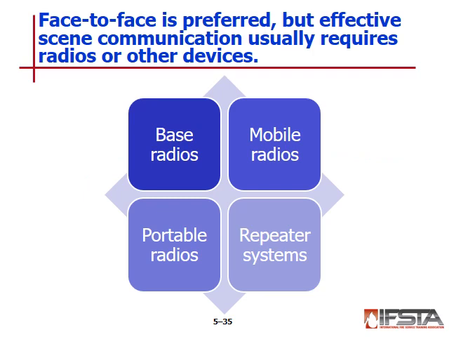Obviously, face-to-face is the preferred method, but effective scene communication usually requires radios or other type devices. So when we're looking at radios, we're talking about, of course, our base radios, mobile radios, portable radios, and repeater systems. Your mobile radios are basically things in your fire trucks, ambulances, battalion cars, things of that nature. Your base radios are the ones that are located at the station. And then, of course, your portable radios are the ones that you carry on your person at the scene.